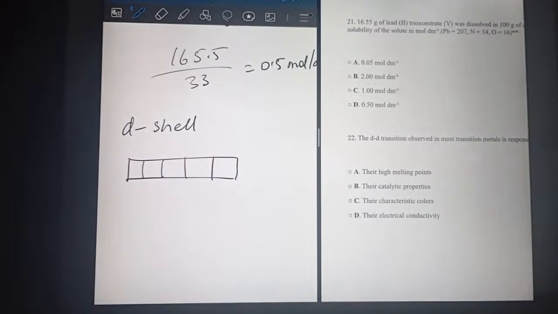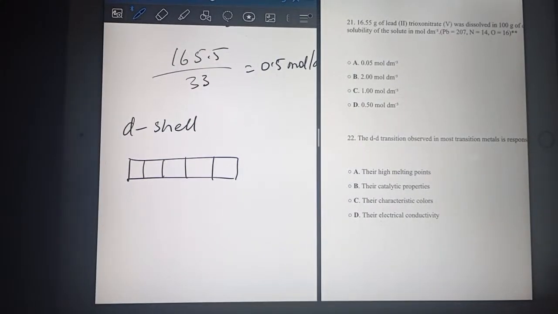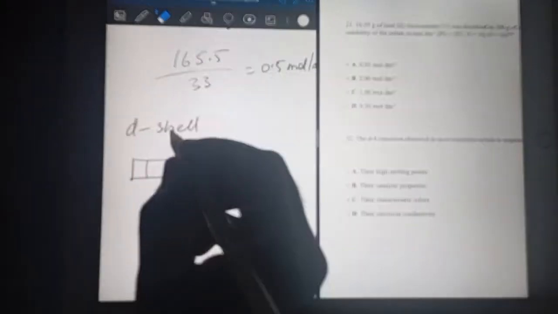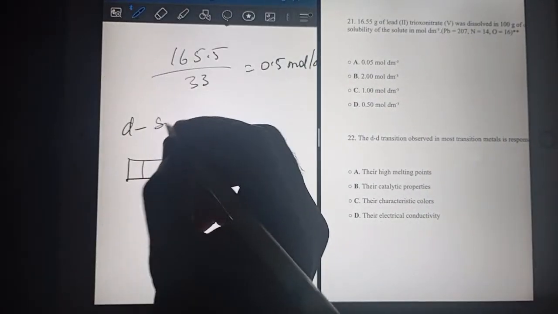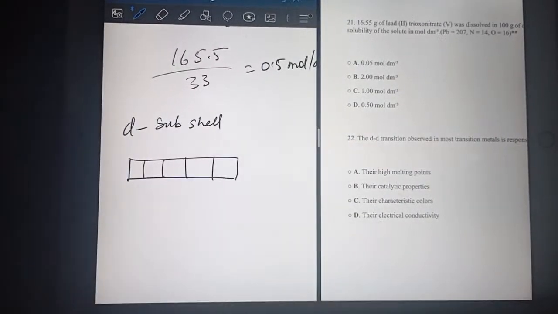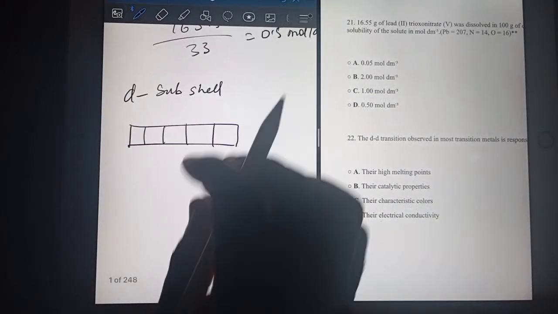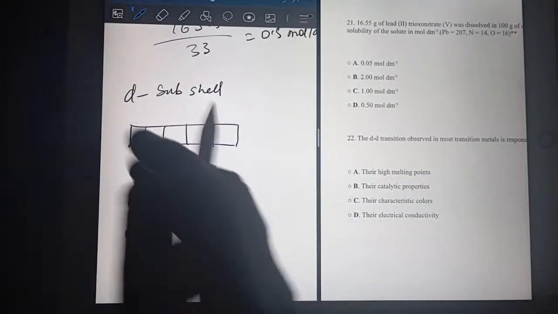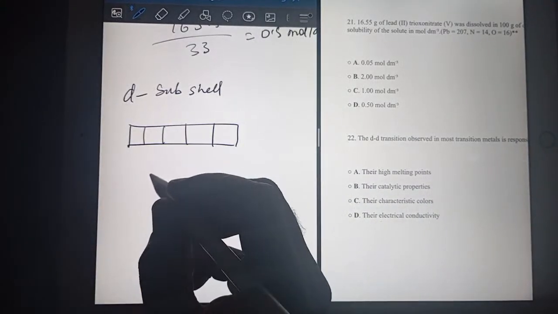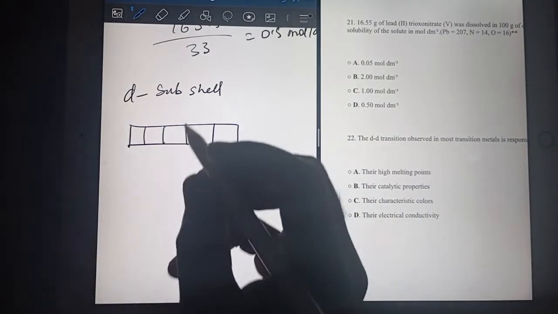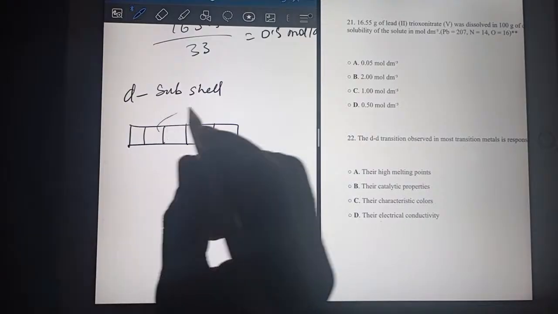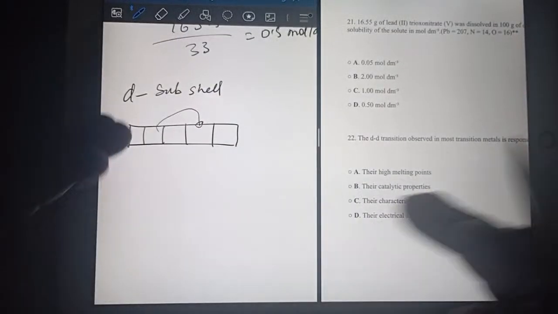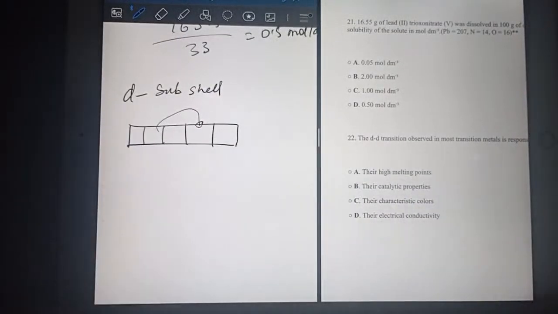So the d subshell has, not d shell, please. We call this thing a subshell. The d subshell has 5 suborbitals, divided into lower and upper d, which means there is what we call d-to-d transition. If an electron moves from here to here, that is within the d, moving from lower d to upper d, it leads to emission of some energy.